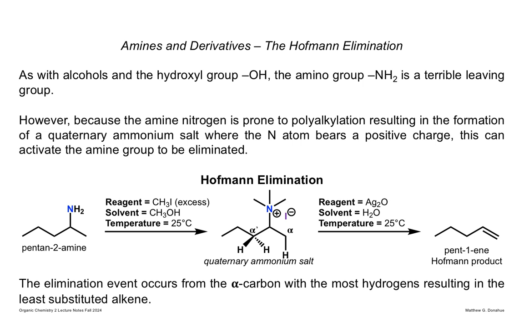Another reaction of amines is called the Hofmann elimination. Alcohols have a hydroxyl group, which is a bad leaving group, OH minus. The amino group, NH2 minus, is also a bad leaving group. But we can transform it into a good leaving group using some SN2 chemistry, and then we can do an elimination reaction. So it's a two-step process.